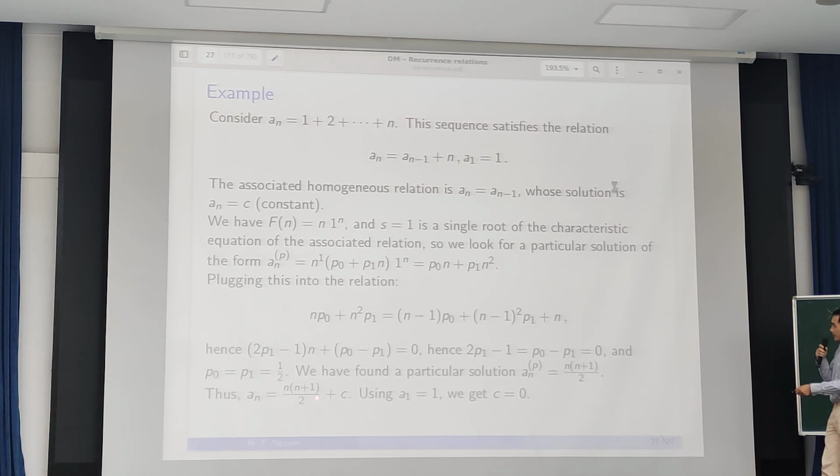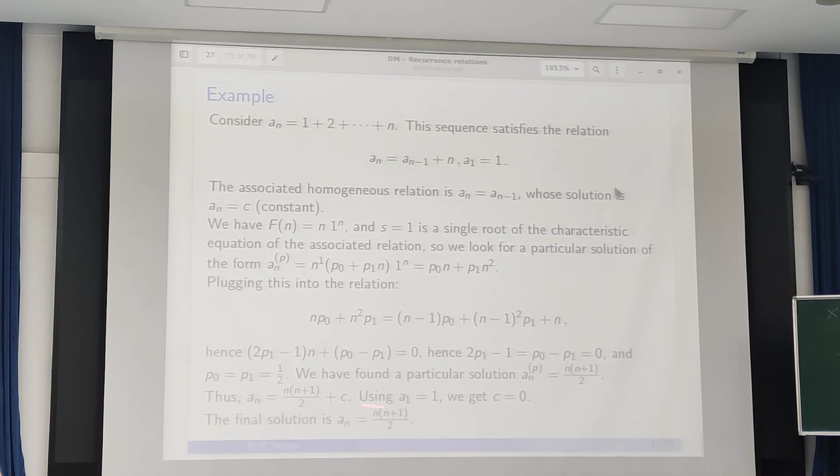And now, at this final step, we use the condition that a_1 is equal to 1. So we replace n with 1 here. We have 1 times (1 plus 1) divided by 2 plus C is equal to 1. And we solve it and obtain C equal to 0. Okay? So finally we can conclude that a_n is equal to this. You have already known it, it is a familiar formula.